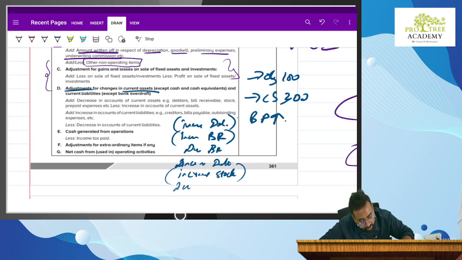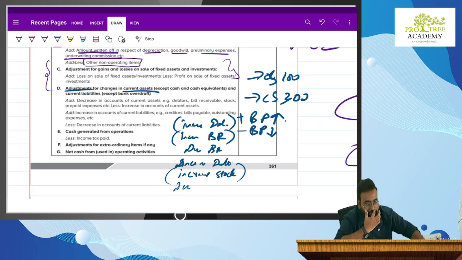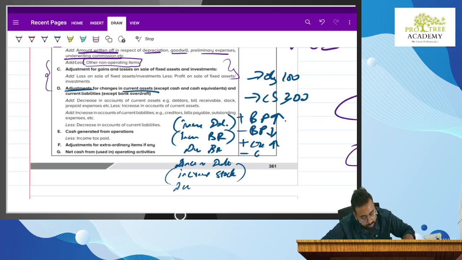So it will be decrease in the bills payable. Why? Somebody has lost the negotiation. Now I have to pay the money. I have already paid the money. Correct? Everybody? Yes? Same thing, sir, creditors. Correct or no?